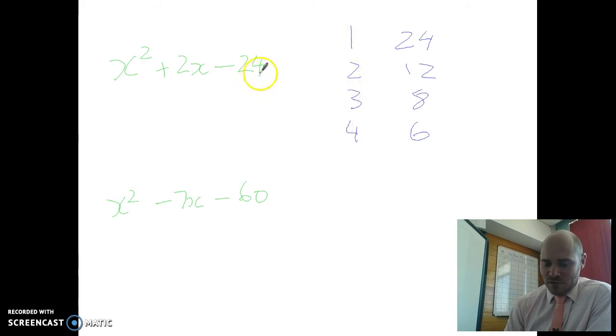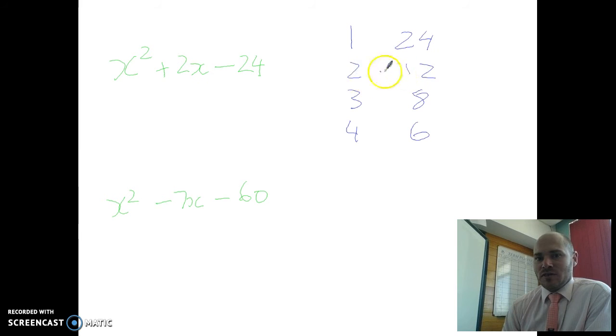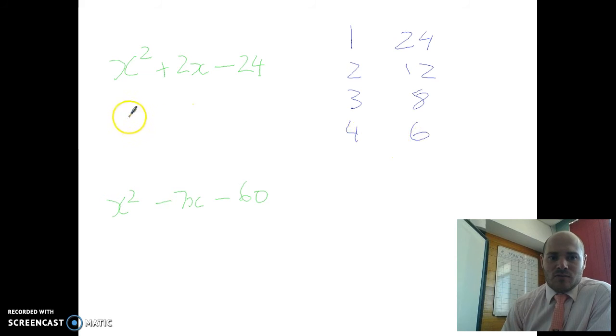Now I know that one of them is going to be a negative because I have a negative there. So I think, righto, how do I get to positive 2? 1 and 24 doesn't work. 2 and 12, well, I get either 10 or negative 10. 3 and 8, I get 5 or negative 5. 4 and 6, well, I get 2 or negative 2. Confusing myself.